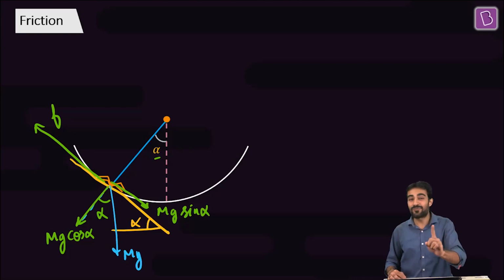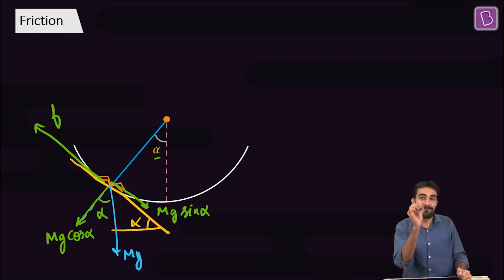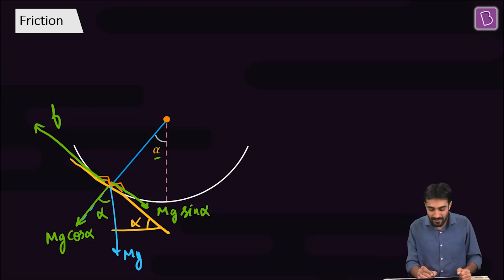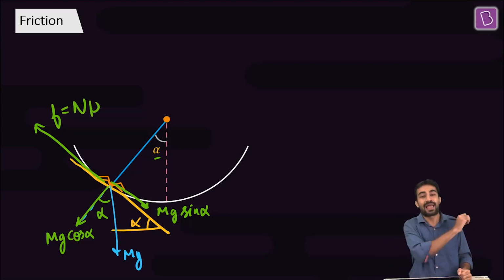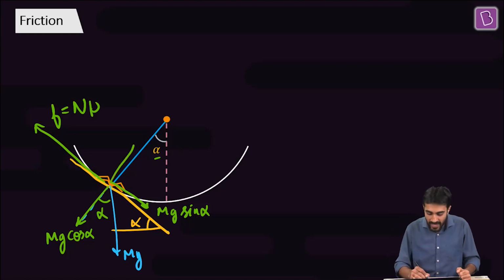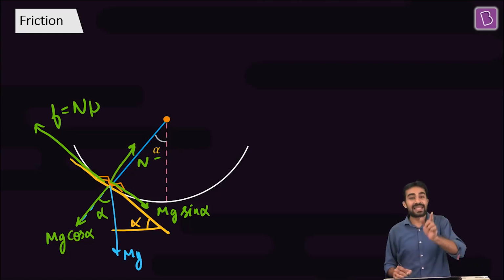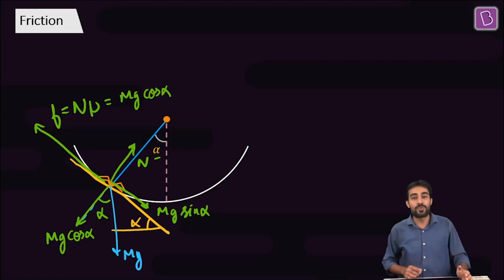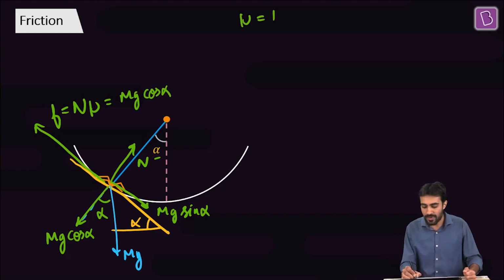Now, the friction force is at its peak value. And what is the peak value of friction? Come on, tell me the peak value of friction. It is normal reaction times mu. So, friction is normal reaction times mu. Okay. Now, normal reaction over here, we can see, is mg cos alpha, right? So, normal reaction is mg cos of alpha. What is the value of mu? Well, in the question, mu was given to be 1 by 3. We will put the value later on.